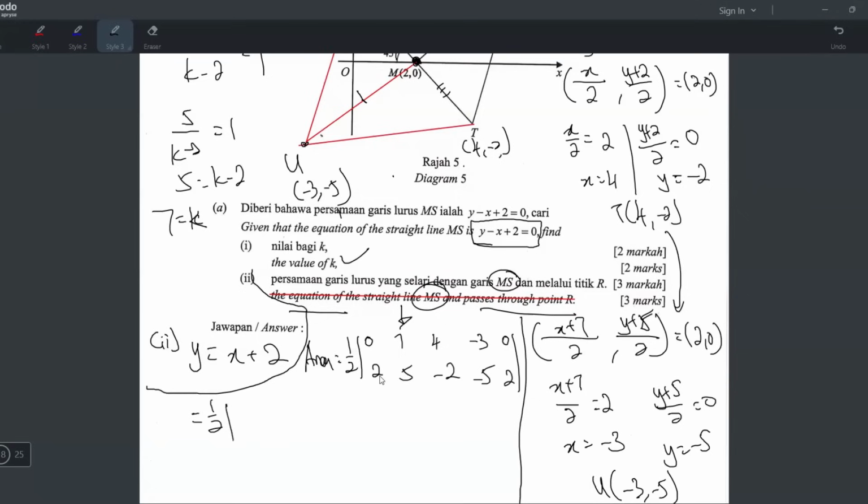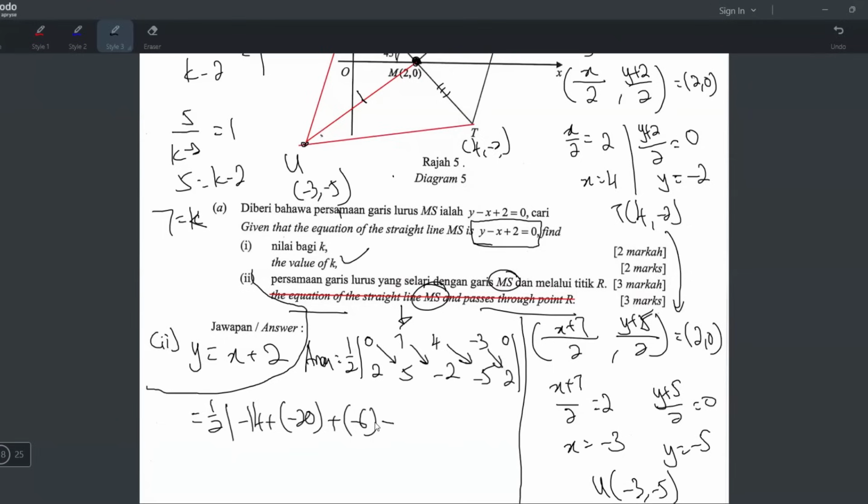Alright, now you have to multiply. So when you multiply, you have to start from the top and then multiply diagonally. Okay, 0 times 5, 0. 0 you don't need to write. And then plus 7 times negative 2, negative 14. And then plus. The plus you have to write in advance. And then 4 times negative 5, negative 20. So I have to put bracket. And then plus. Negative 3 times 2, negative 6. So use bracket. And then minus.